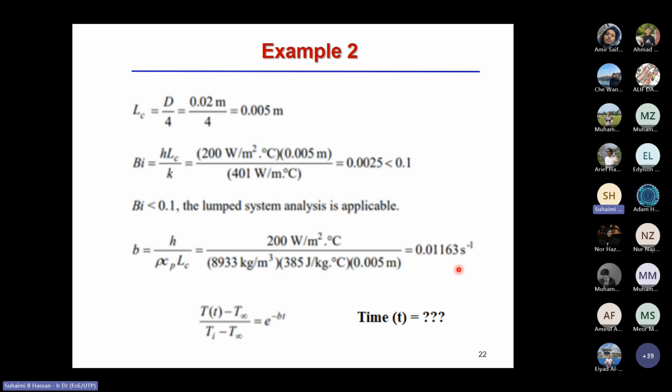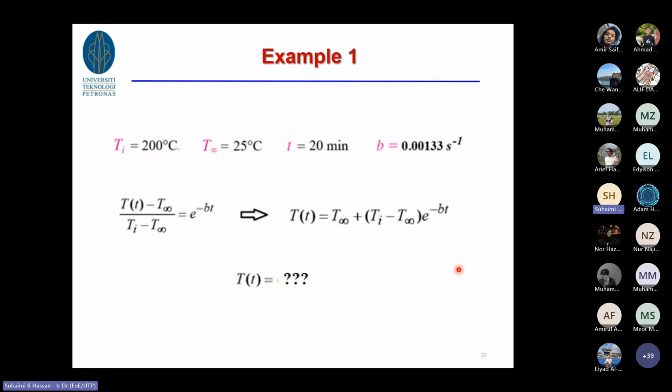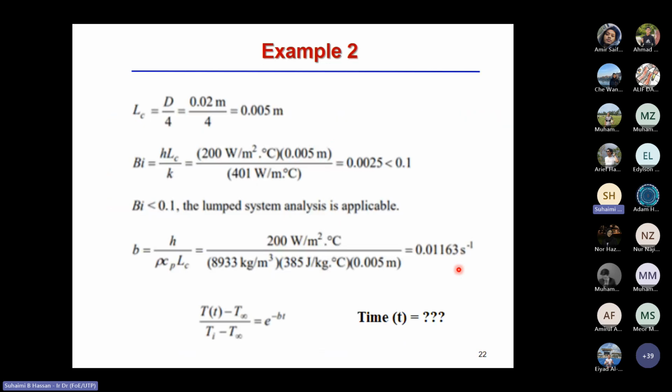Okay, second answer. Oh, you want to confirm with the same answer? Same answer, sir. 100 seconds. Kita ambil itu sebagai jawapan lah, because 2 or 3 of you got the same answer. So this is how you determine the time. The first one tadi, we determined the TT. The second question, they give a different question, determine the time.